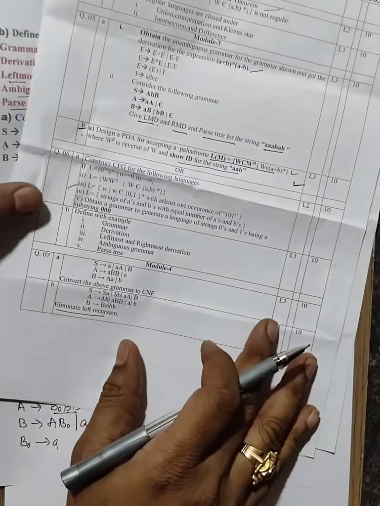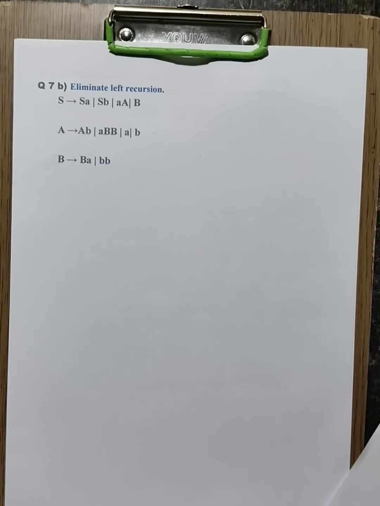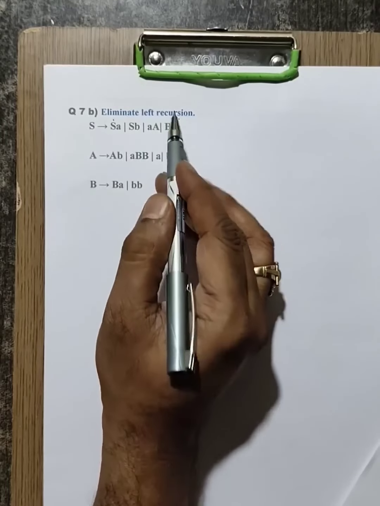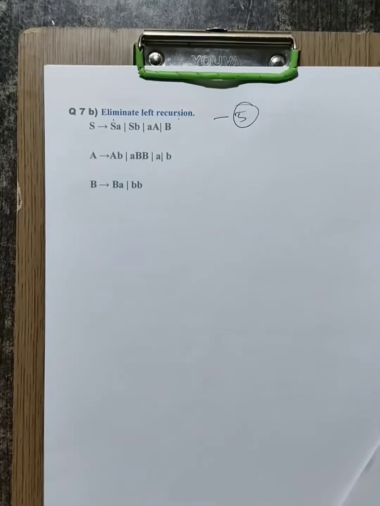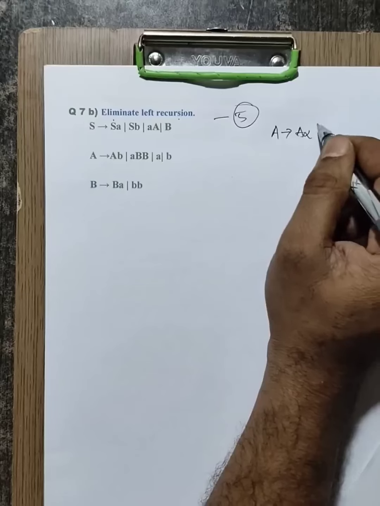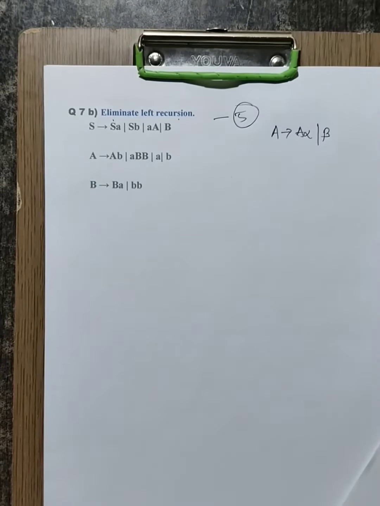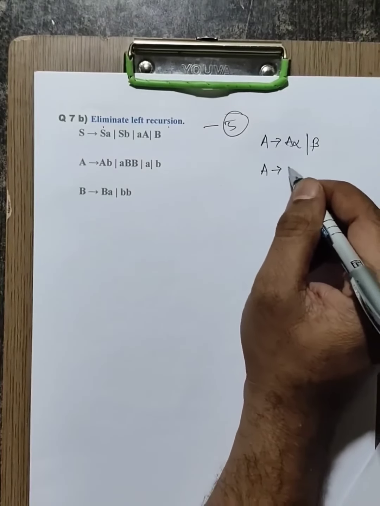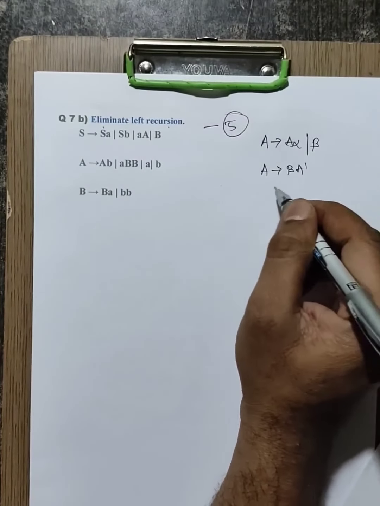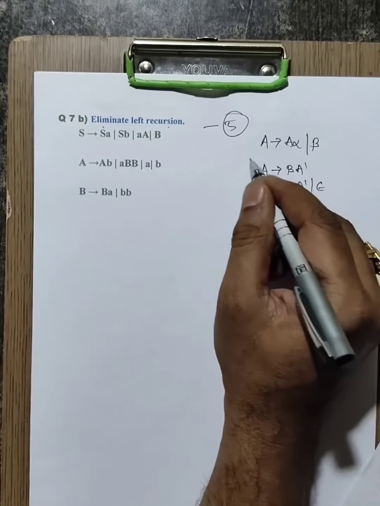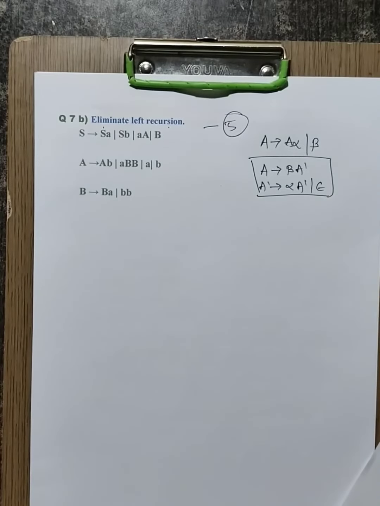Eliminate left recursion. Must eliminate left recursion from the grammar. This is the given grammar, and this question asked for 5 marks. This is very simple. If left recursion is there, then eliminate it. How to eliminate left recursion? Our formula: A produces A alpha or beta. After eliminating left recursion, A produces beta A dash, where A dash is a new variable, and A dash produces alpha A dash or epsilon. Using this, we can eliminate left recursion.